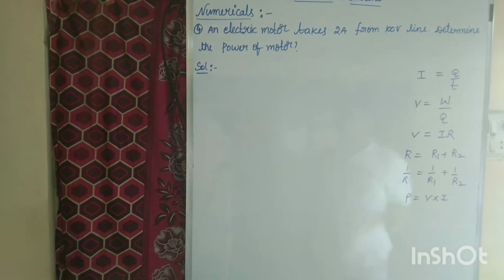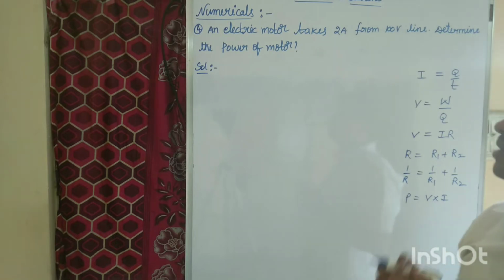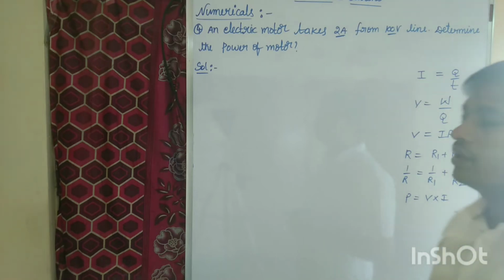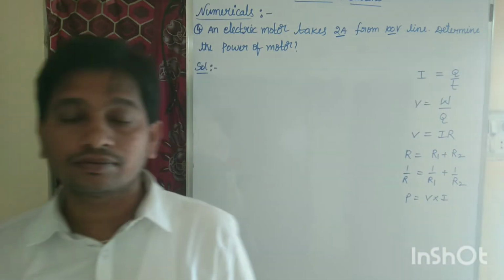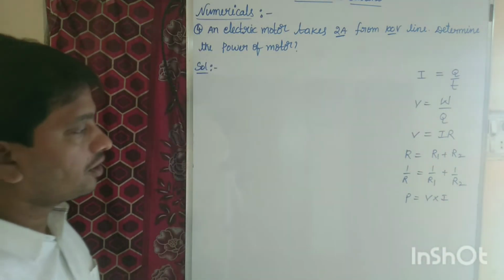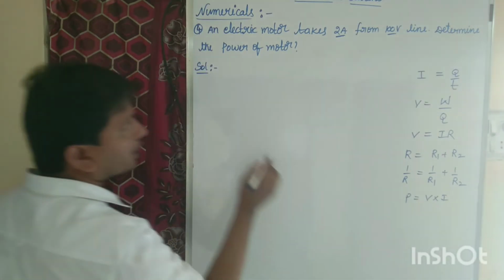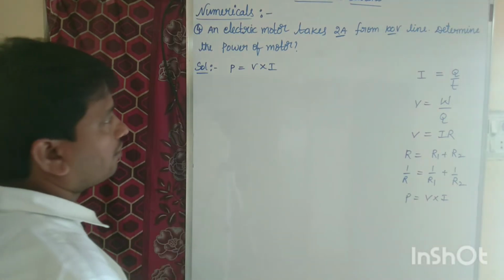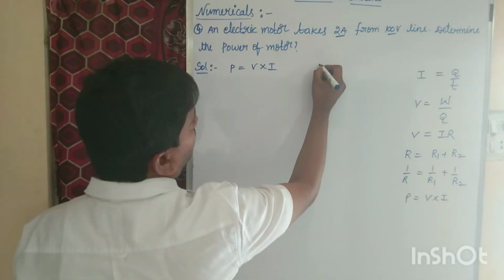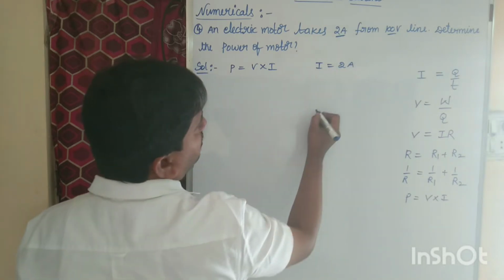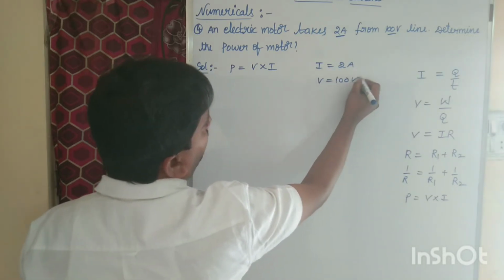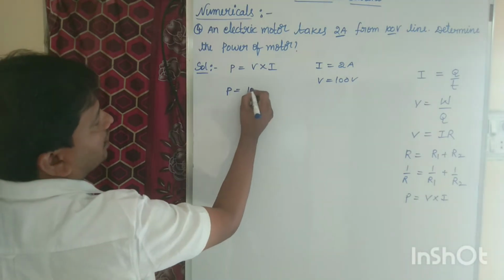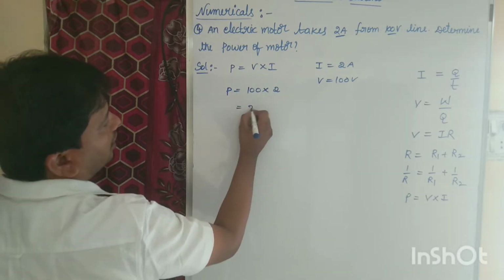Now coming to question number 4, an electric motor takes 2 amperes from 100 volt line. Determine the power of the motor. So we know the formula, electric power P equal to V into I. Electric power P equal to V into I. And what is given? Given current I is 2 amperes and potential difference is 100 volts. Simply P equal to, as V is 100 volts and I is 2 amperes, 100 into 2, 200.